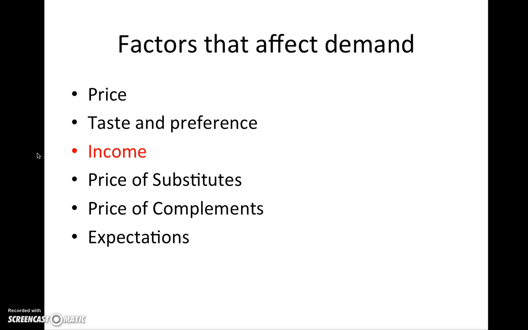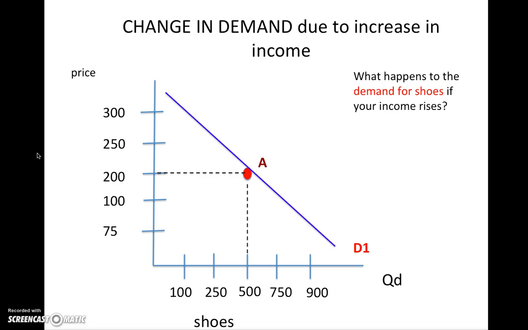The next factor that affects demand is income. How does income affect quantity demand, and how does that change demand? So in this graph, you have here an example of a product, and the product is shoes. You have here in the y-axis the price, and x-axis quantity demand. Let's just say the price of this pair of shoes is $200 and quantity demand is 500.